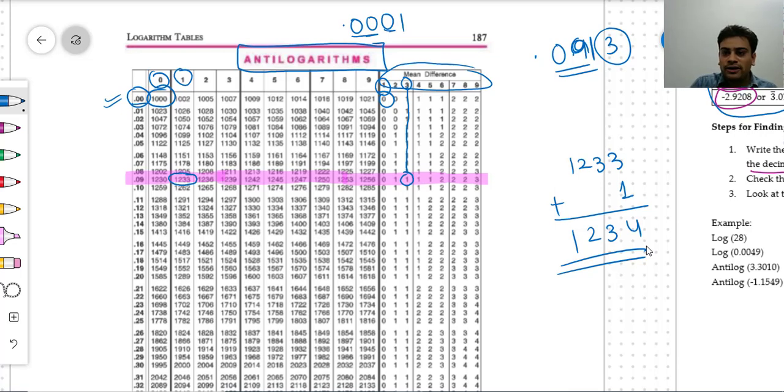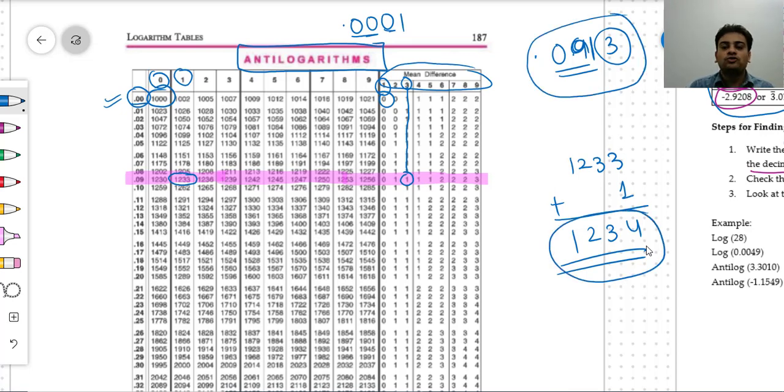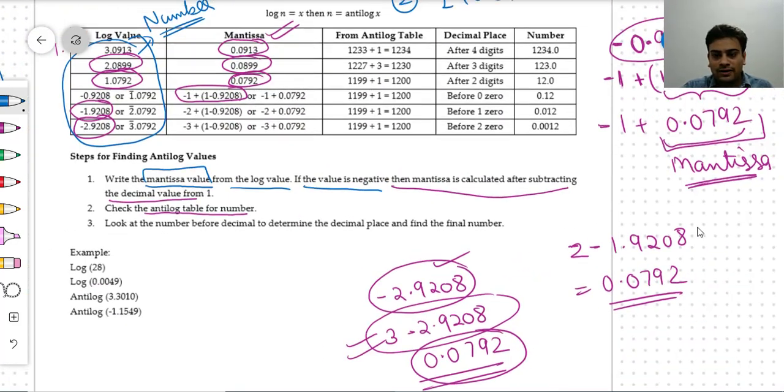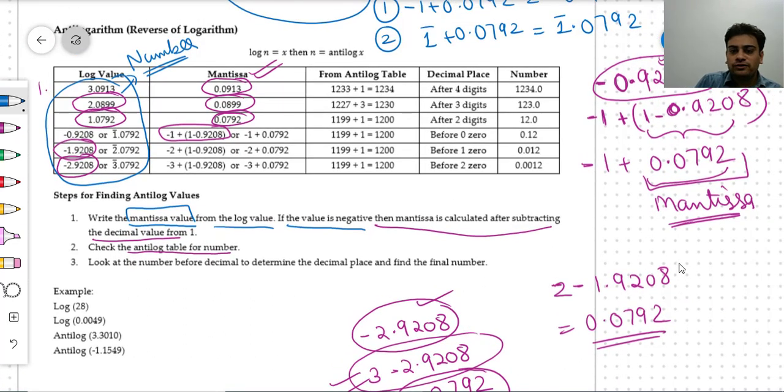So for this corresponding Mantissa value 0.0913, my number is 1234. Is this clear? How did I find this number 1234 from this Mantissa value? Here you can see I have put this 1234. Now the last point in this case, the third step: look at the number before the decimal, to determine the decimal place and find the final number.